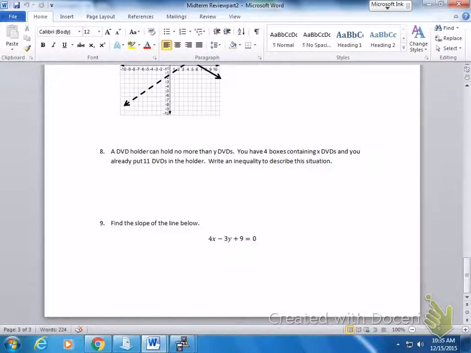All right, guys, number 8. A DVD holder can hold no more than y DVDs. You have 4 boxes containing x DVDs, and you already put 11 DVDs in the holder. Write an inequality to describe this situation.